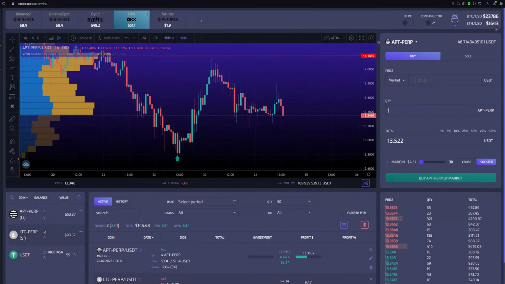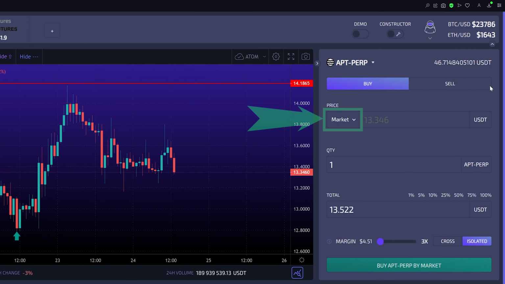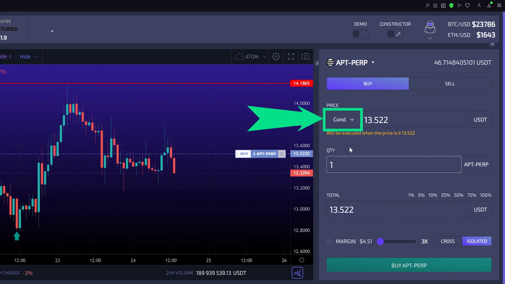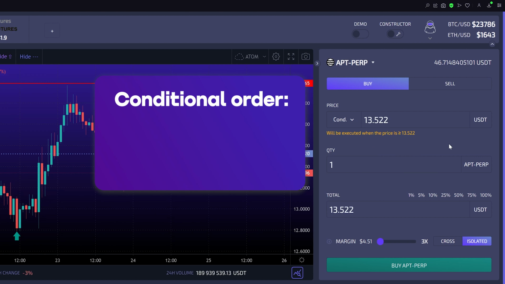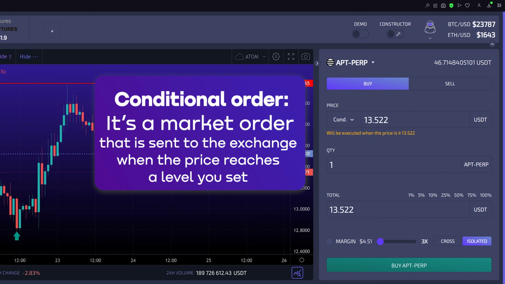But wait, there's another order type here, conditional, is there not? Well, yes and no. A conditional order is actually just a market order. The difference is that when you create a market order, it gets sent to the exchange and filled right away. A conditional order, however, is only sent to the exchange when the current price reaches the point you specify, and only then it will be sent to the exchange as a market order and filled at a future current price.